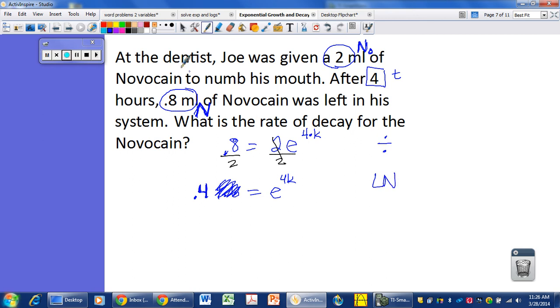So it's natural log both sides. Natural log of 0.4, natural log of e, and of course this cancels out. So we're left with a natural log of 0.4 equals 4k, and our last step is to divide. Divide both sides by 4. Oops, I meant to change the color. Divide by 4.